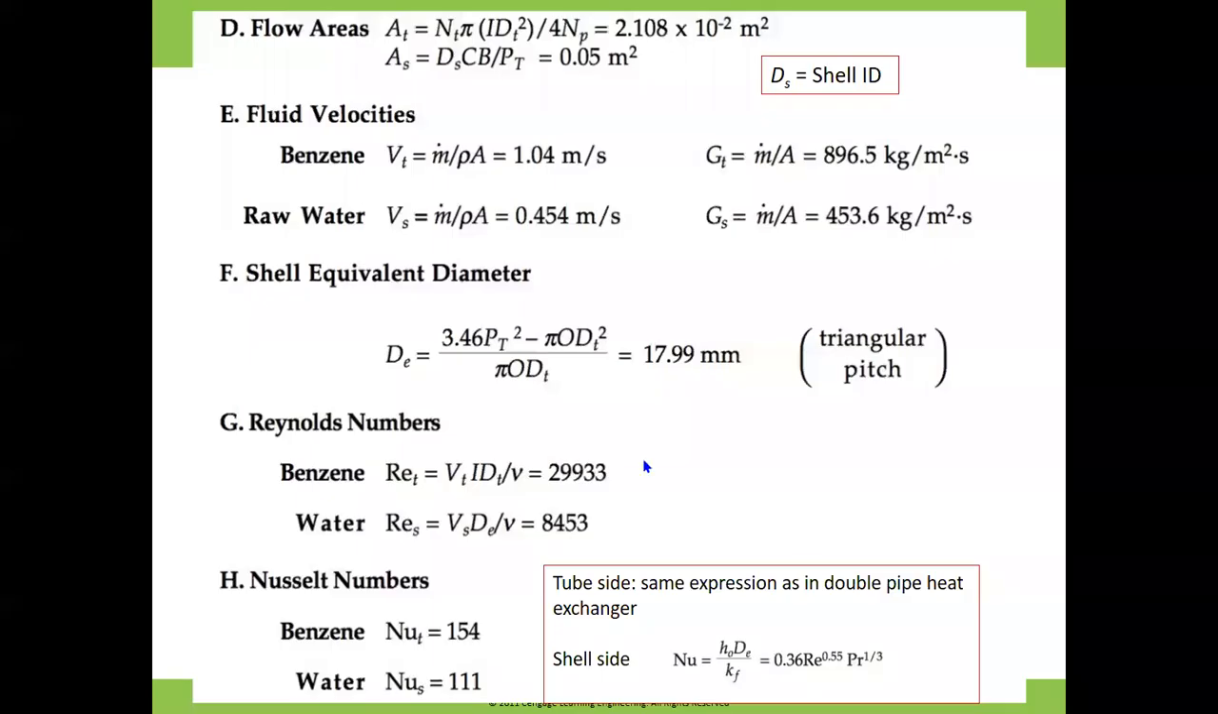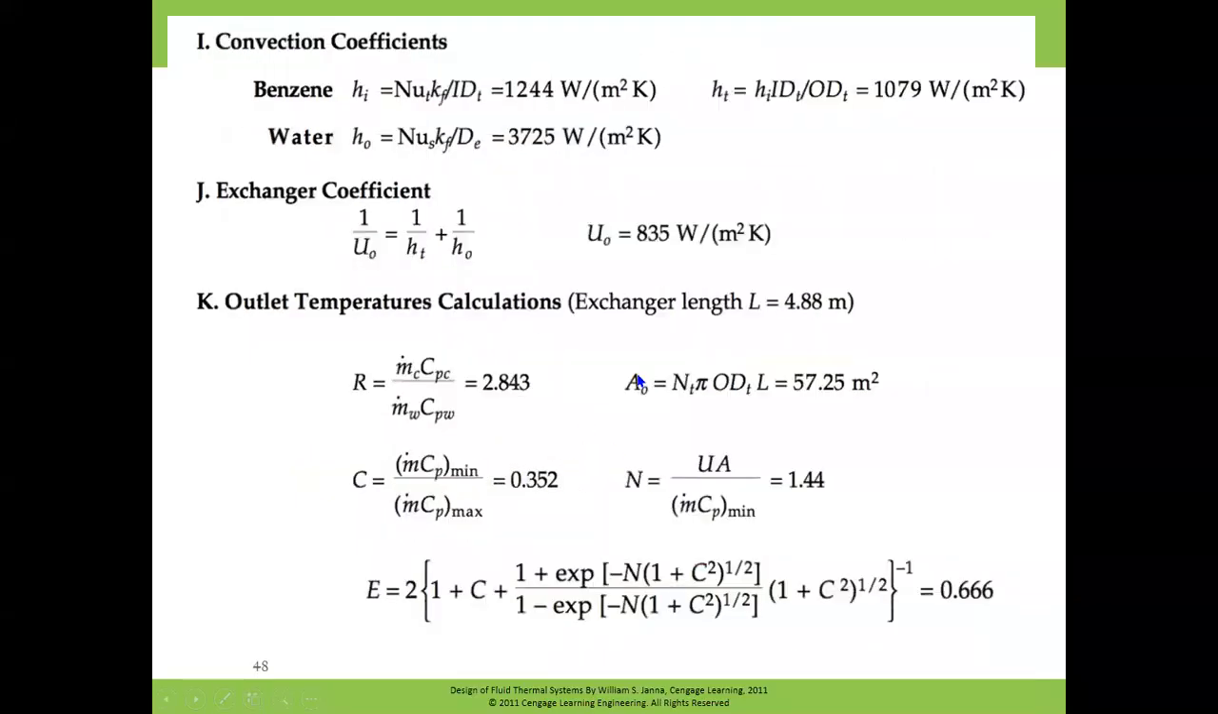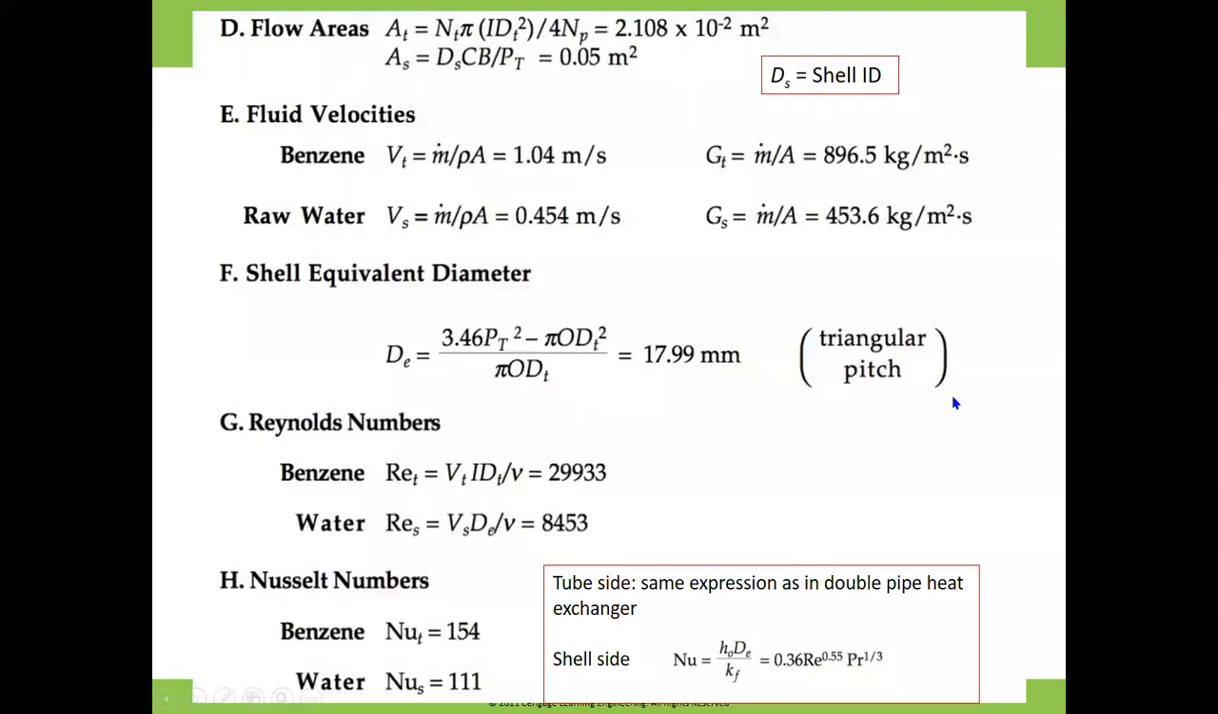As you can see here, can you see my slide? I'm sharing my slide with you. Yes, doctor. So you got the Reynolds number for the tube side and for the shell side, and then we can calculate the Nusselt number. For the tube side, the Nusselt number calculation is the same as for the double pipe heat exchanger, and you can take the expression from there. For the shell side Nusselt number, we have a different expression. It is mentioned in my slide also. This one we'll use.